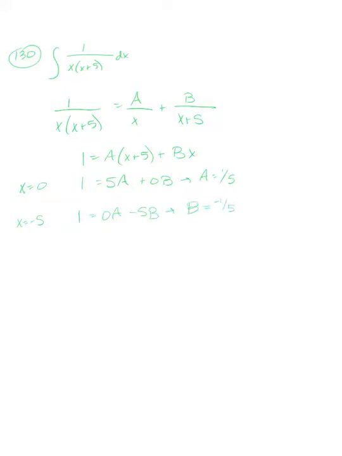So my integral I can rewrite as a over x, 1/5 over x, plus b over x plus 5, negative 1/5 over x plus 5, dx, and then integrate term by term. So I have 1/5 ln x minus 1/5 ln of x plus 5 plus c.